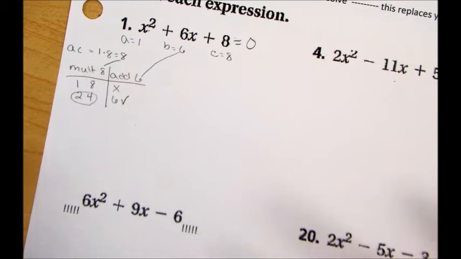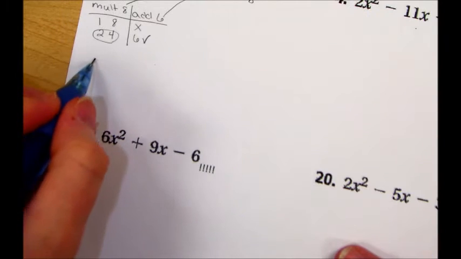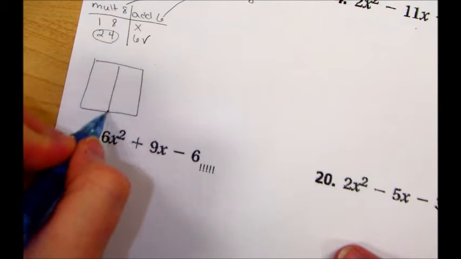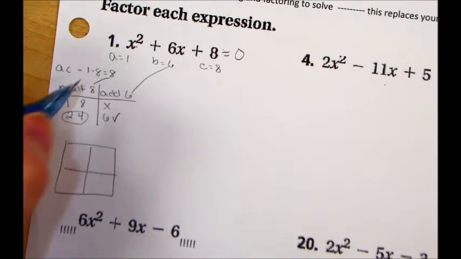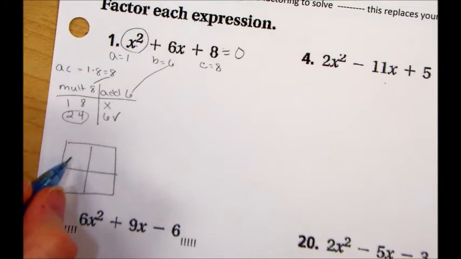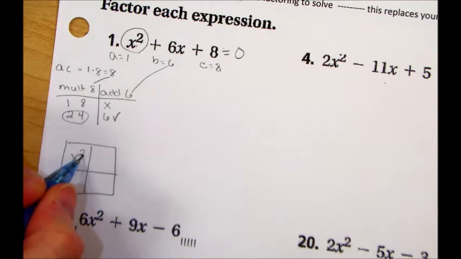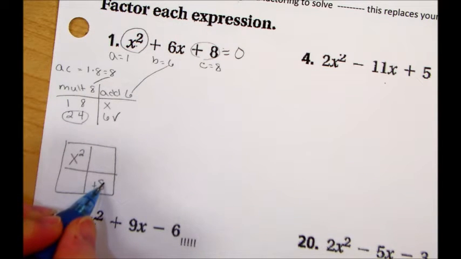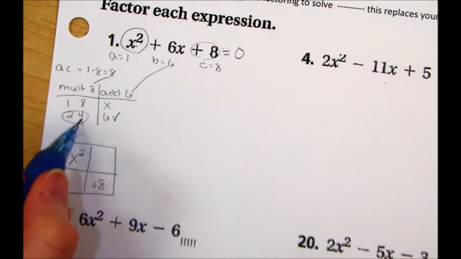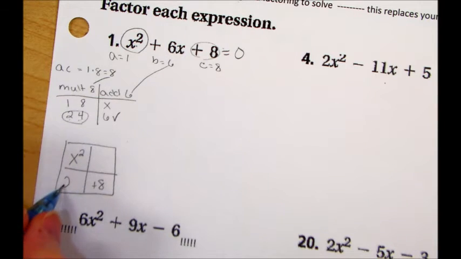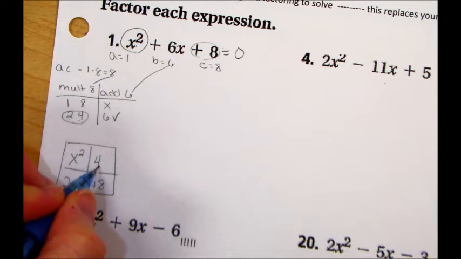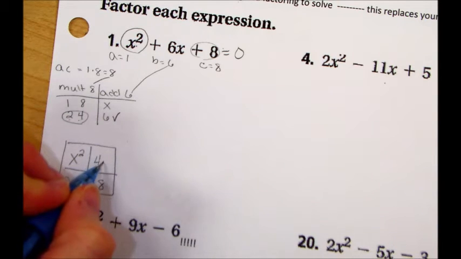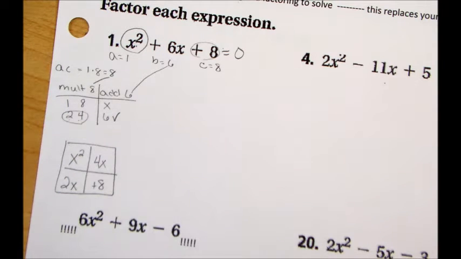And I'm going to teach you the box way first. Make a box right here. The first term, which was x squared, goes in this box. The last term, which is positive 8, goes in this box. These two that you just did, this 2 and this 4, they go diagonal from each other and they each get an x. And yes, they can be switched.